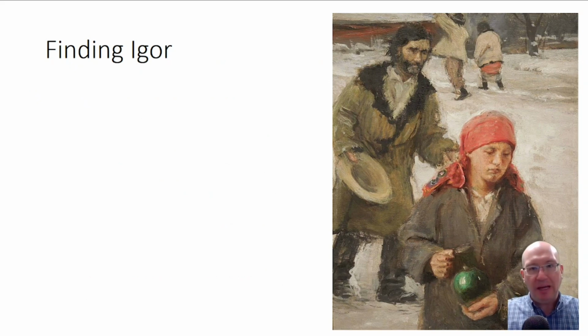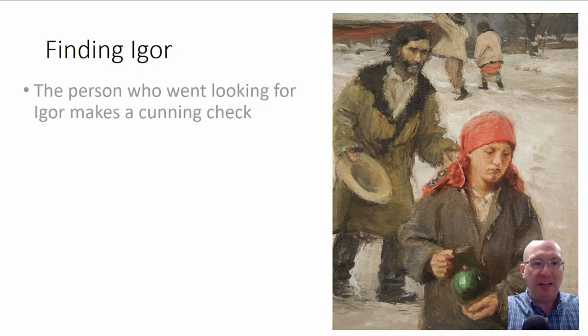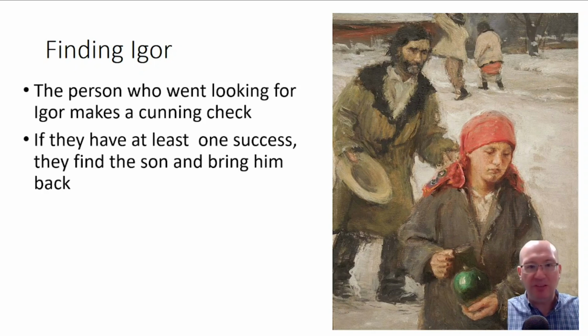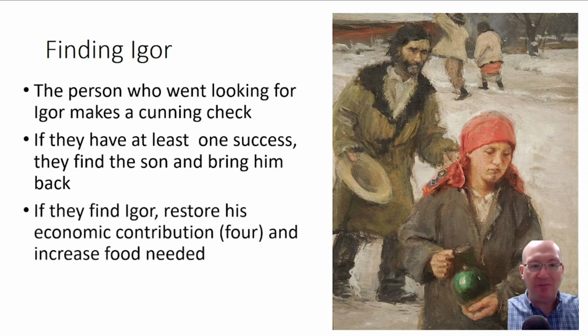So after we have fixed the harvest time, it makes sense to go ahead and do that before we see if we find Igor, because the person's out looking for him. We don't have his help. It would be weird to resolve the event before the harvest check because he's gone, right? So for finding Igor, the person looking for Igor makes a cunning check. If they have at least 1 success, I want to make it easy, they find the son and bring him back. If they find Igor, restore his economic contribution and increase food needed by 2.